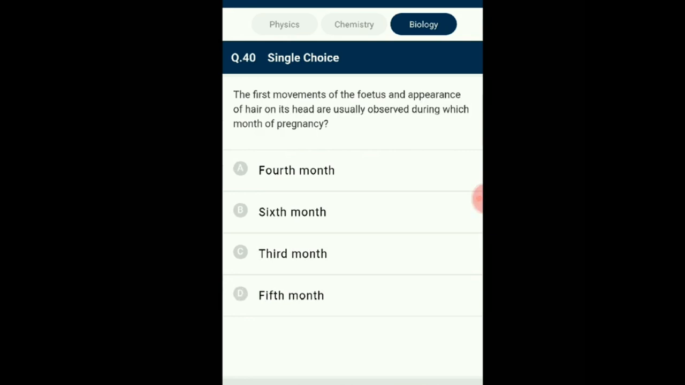Question number 40. The first movement of the fetus and appearance of hair on its head are usually observed during which month of pregnancy? In human beings, after 1 month of pregnancy, the embryo's heart is formed. By the end of the second month, the fetus develops limbs and digits. By the end of 12 weeks, the first trimester, most of the major organ systems are formed. The first movement of the fetus and appearance of hair on the head are usually observed during the 5th month. By the end of the 24th week, the second trimester, the body is covered with fine hairs, eyelids are separate, and eyelashes are formed. By the end of 9 months, the fetus is fully developed and ready for delivery. So the answer is option D, 5th month.